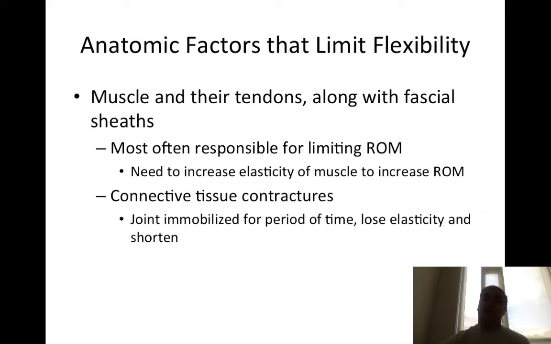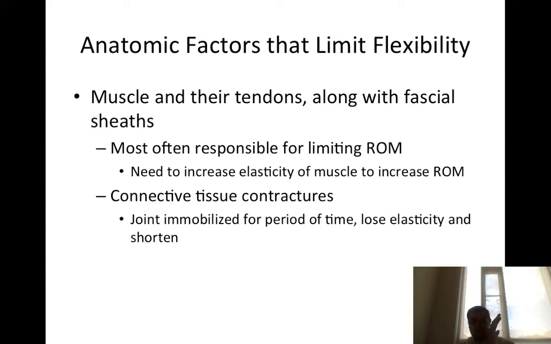All right, so anatomical factors that limit flexibility: muscles and their tendons, right? Along with the fascial sheaths. Now remember, fascia is like a saran wrap that overlays the muscle, right? So you can have a fascial kink. If you look at my nice t-shirt here, you can see it's nice and ironed. Not really, right? So if I have a fascial kink, maybe my fascia goes like this. Now wherever that kink is in the fascia, that's where I'm going to have some dysfunction.